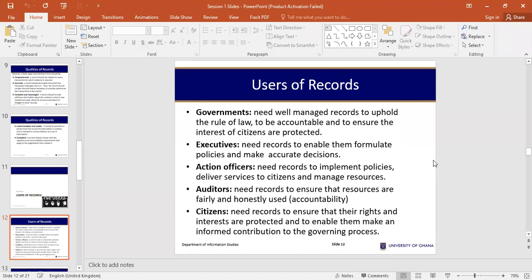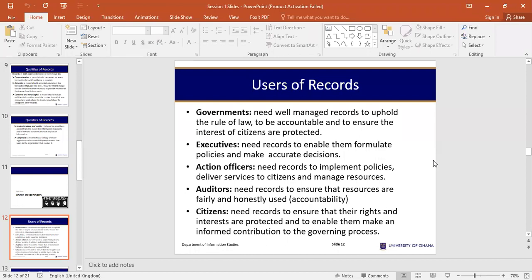Then executives, when you go to workplaces, your bosses, members of management, they all use records. Executives need records to enable them to formulate policies and make accurate decisions. Action officers: when you complete university and you go to the MDAs and other organizations, you can work as executive officers, you can work as action officers. They are the ones who take action on whatever comes from their immediate superiors, to prepare some drafts and other things. That is an action officer. Action officers need records to implement policies, deliver services to citizens, and manage resources.